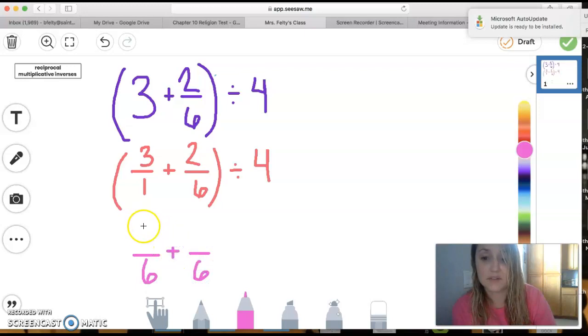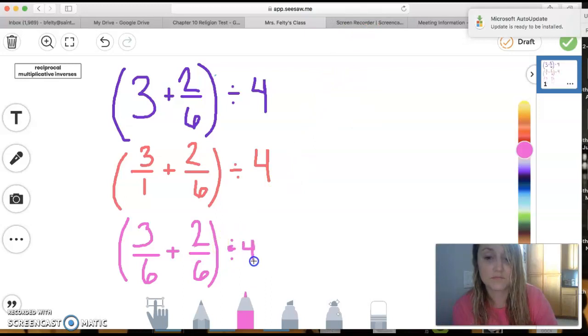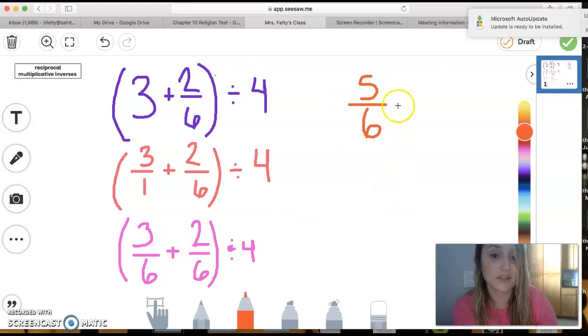Okay, so we'd have 3 plus 2 divided by 4. Okay, so I'm actually going to bring this up here because I'm running out of room. So when I do these, 3 plus 2 is 5. And then the denominator stays the same because we're with addition, okay? And then divided by 4 over 1.